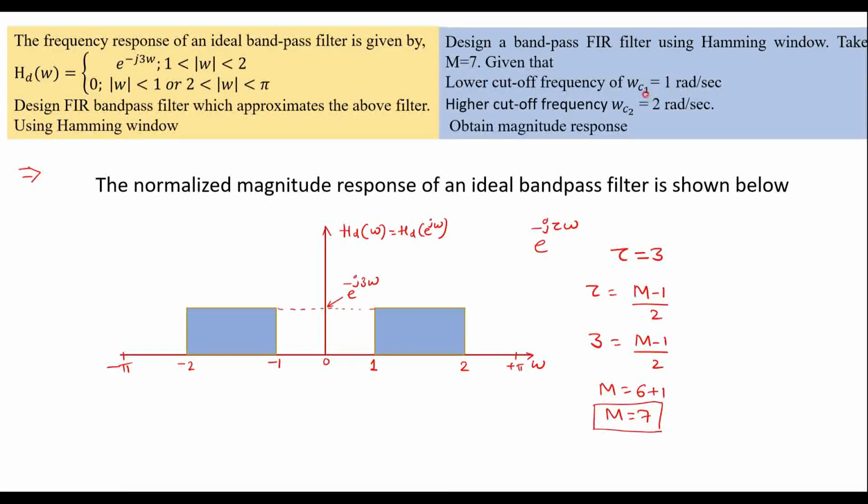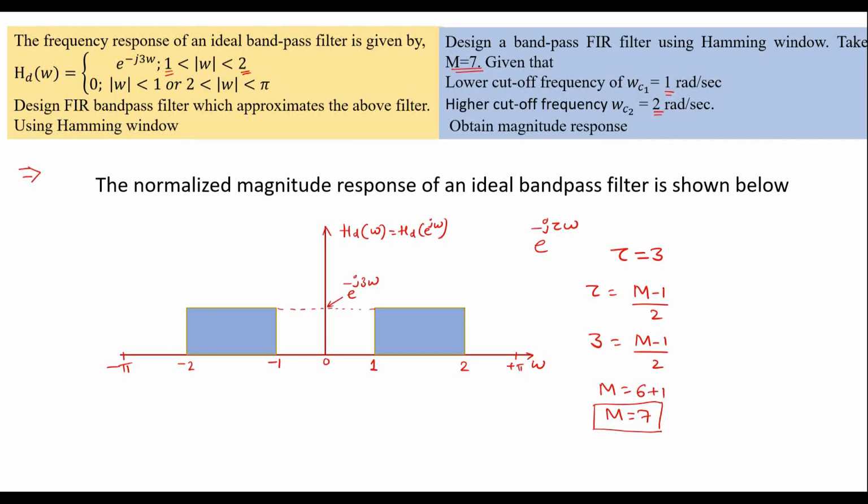Here in this statement it is said to design a bandpass FIR filter using a Hamming window, take m equal to 7. So in this example, the m value is directly given. In the other example, the m value is derived from the tau value. Therefore I can say these two are the same. And here we can see that the omega c1 value is 1 radian per second, the same thing written here, and omega c2 is 2 radian per second, which is nothing but this one.